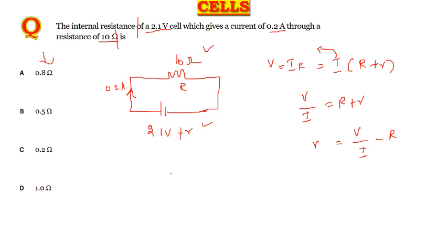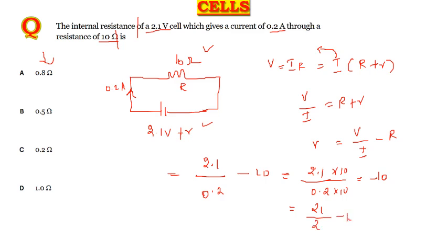Now you have to substitute all the values. The potential here is 2.1 volt, and the current they have given is 0.2, minus the resistance of 10 ohm. So 2.1 divided by 0.2, you can multiply by 10 over 10, so that it will be easy for you, minus the 10 ohm resistance, capital R. From here you have 21 divided by 2 minus 10. 21 divided by 2 here is 10.5, sorry, this is 10, I'm sorry.